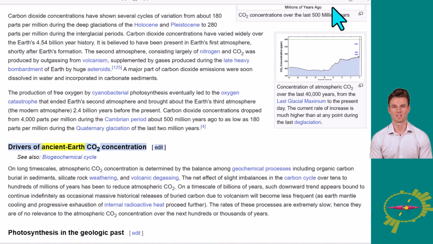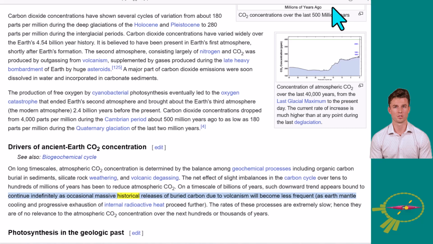Drivers of ancient Earth's CO2 concentration. On long timescales, atmospheric CO2 concentration is determined by the balance among geochemical processes, including organic carbon burial in sediments, silicate rock weathering, and volcanic degassing. The net effect of slight imbalances in the carbon cycle over tens to hundreds of millions of years has been to reduce atmospheric CO2.